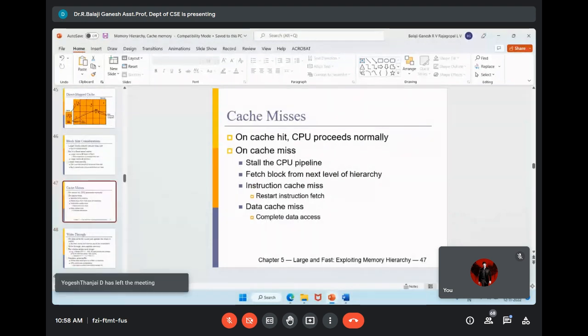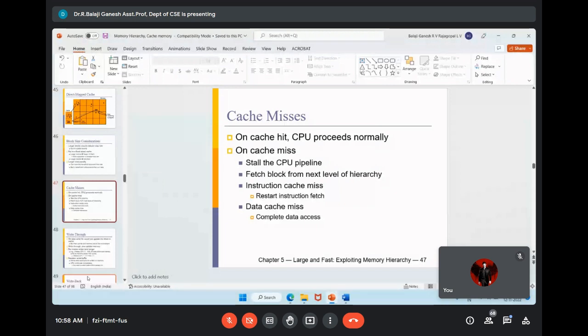So when a CPU requests a particular data item, if it is present in the cache, we call it a cache hit. If it is not available in the cache, then we call it a cache miss. So what steps do we need to take when a cache miss occurs? Need to stall the CPU pipeline and fetch the block from the next level of memory, that is, the main memory.